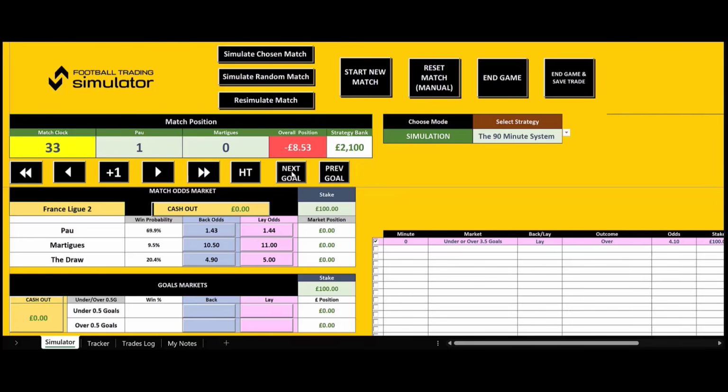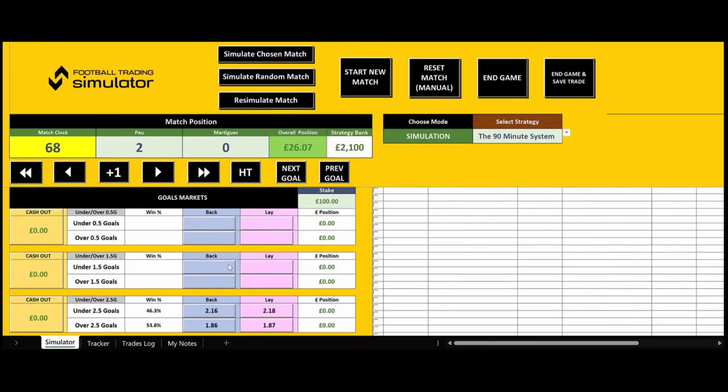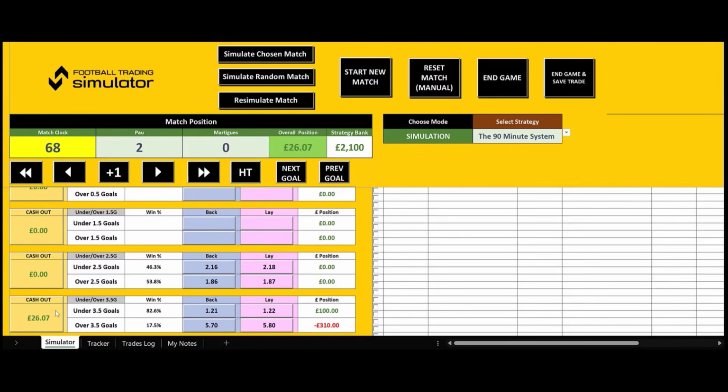Now, that second goal, this is where we're going to have to take action. Let's see what happens from here. Let's press next goal. And that's interesting. We got the second goal. We still are in a profitable outcome on the 3.5 goals market. So we will lock in the profit on this one. Let's get it locked in.